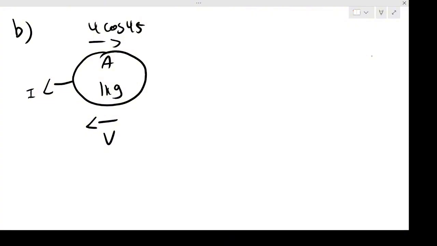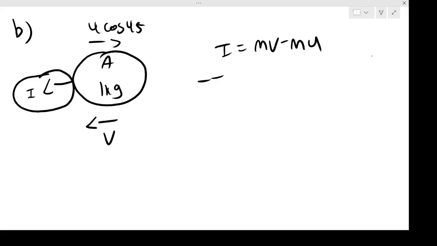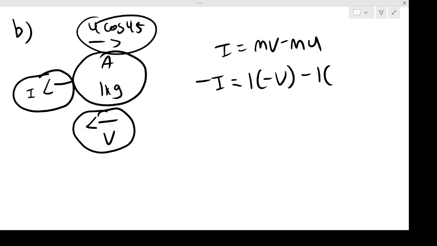Now, to work out the impulse, obviously the formula is mv take away mu. Now in this case, obviously directions matter. So the impulse here is acting backwards, so we need to negate that because it's in the negative direction. So minus I is going to be mass of 1 lots of v. Now that's going to be v, but again it's in the negative direction, so minus v minus 1 lots of u, which is 4 cos 45. So if we simplify this, we're going to get minus I is minus v minus 4 cos 45.